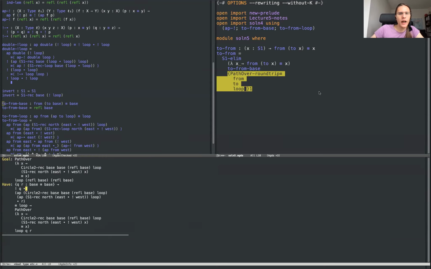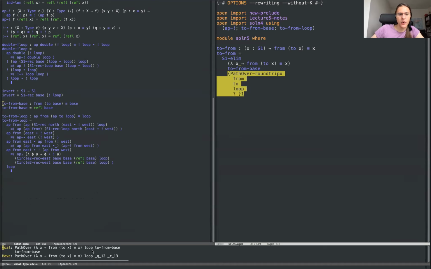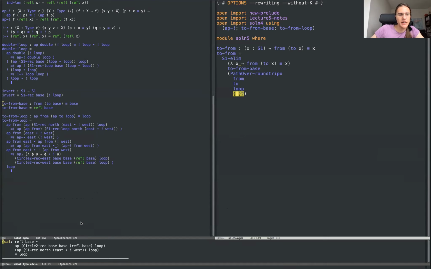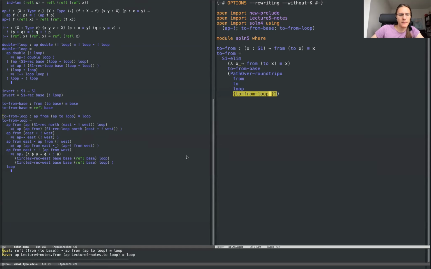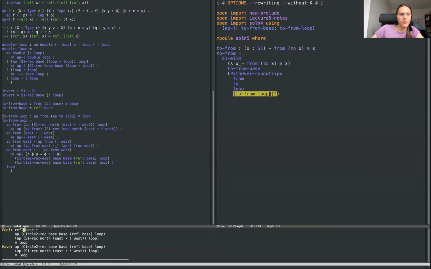So now I'm going to let Agda deduce some arguments. This is going to produce question mark and question mark here, and I'm going to let it fill in the reflexivities from the unifier. And then I want to see what I need to produce here. What I need to produce here is a proof that refl dot app from app to loop equals loop. But I have a characterization of app from app to loop equals loop. So that's to from loop. And that gets me most of the way, except I have a ruffled base.